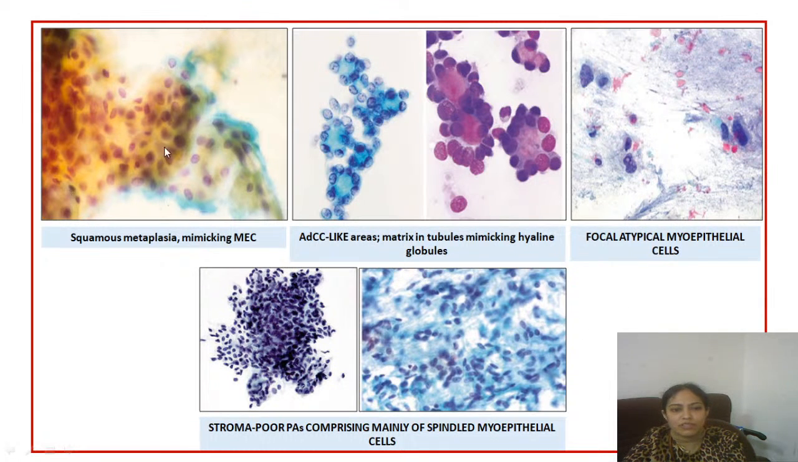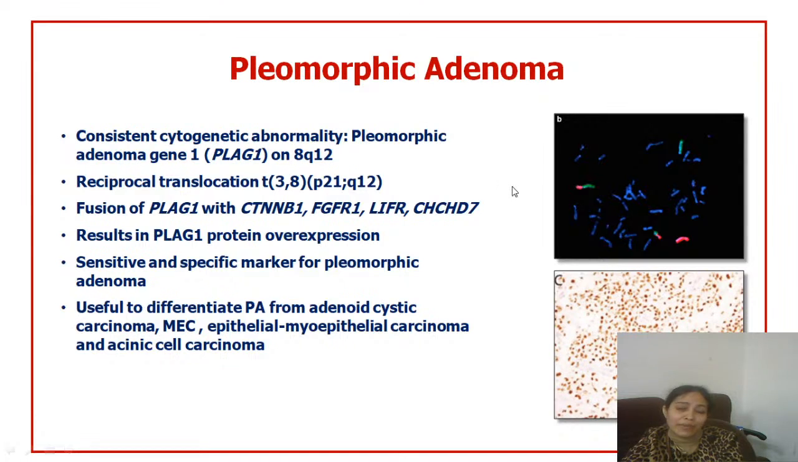So here you can see squamous metaplasia which mimics mucoepidermoid carcinoma. You can get hyaline globules which are typically seen in adenoid cystic carcinoma. So these features, when they're present, might make diagnosis difficult, but as I mentioned, you have specific genetic alterations. So in pleomorphic adenoma you have the PLAG1 gene rearrangement. So PLA will help you remember pleomorphic adenoma, PLAG1. So this can be detected by FISH or by immunohistochemistry, and it's very useful to differentiate from other lesions which might resemble it on histopathology or on cytopathology.